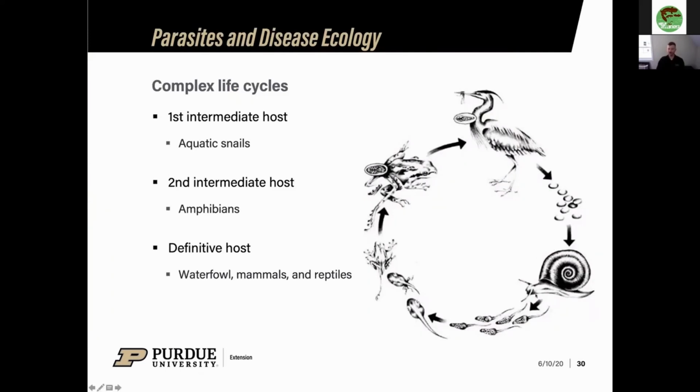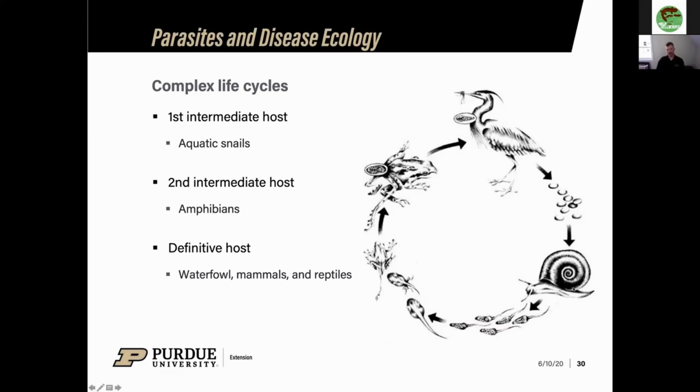The first intermediate host is this freshwater snail. These freshwater snails become infected from the feces of the definitive host, which is typically a waterfowl, a mammal, or a reptile, where the parasites have shed eggs into the feces. Once that feces ends up in the water, those eggs hatch and infect the snail.